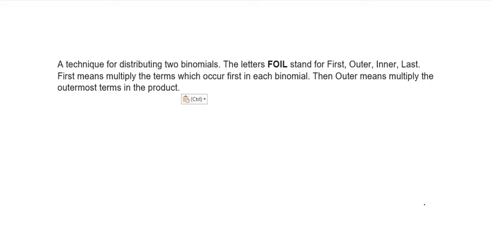The letters FOIL, F-O-I-L, stand for first being the F, O, outer, I, inner, L, last. First means multiply the terms which occur first in each binomial. Then outer means multiply the outermost terms in each product. To do FOIL, you must be able to understand what a binomial is.